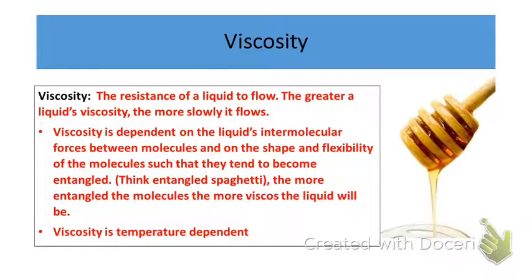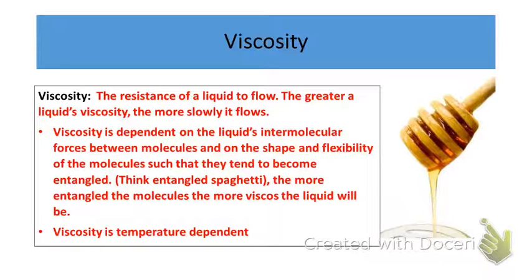All right, so let's start out with viscosity. Viscosity, by definition, is the resistance of a liquid to flow. The greater a liquid's viscosity, the more slowly it flows. Kind of like this honey here. It's a very viscous substance, and so it has quite a slow flow to it. The viscosity overall is dependent on the liquid's intermolecular forces between the molecules and on the shape and flexibility of the molecules, such that they tend to become entangled.